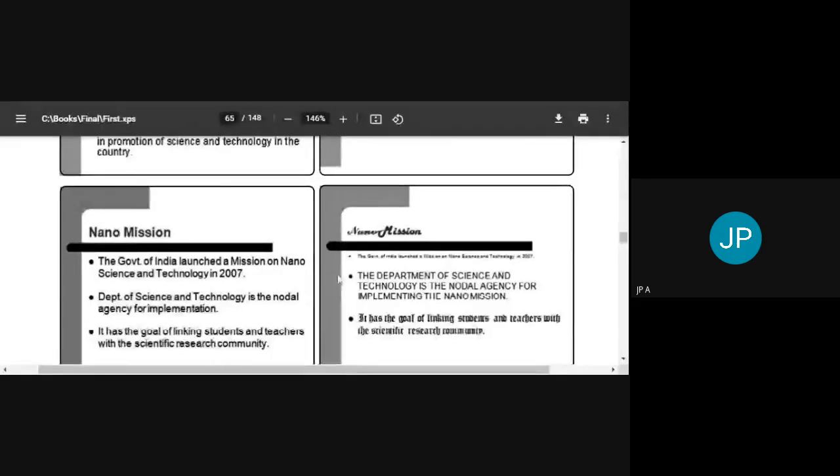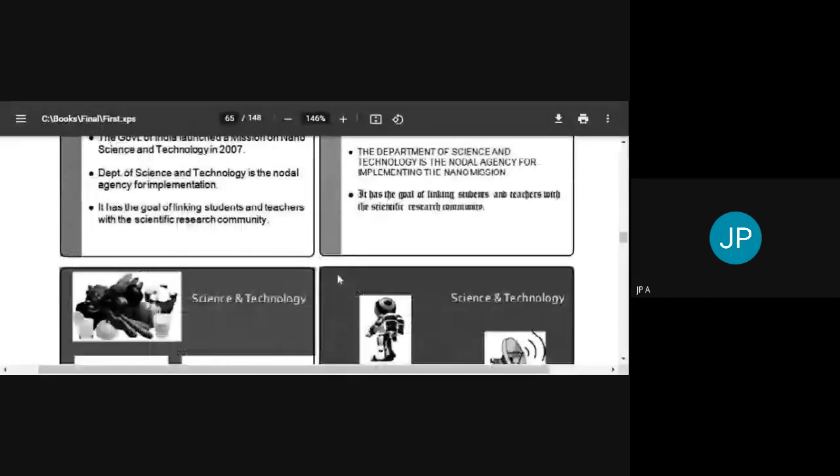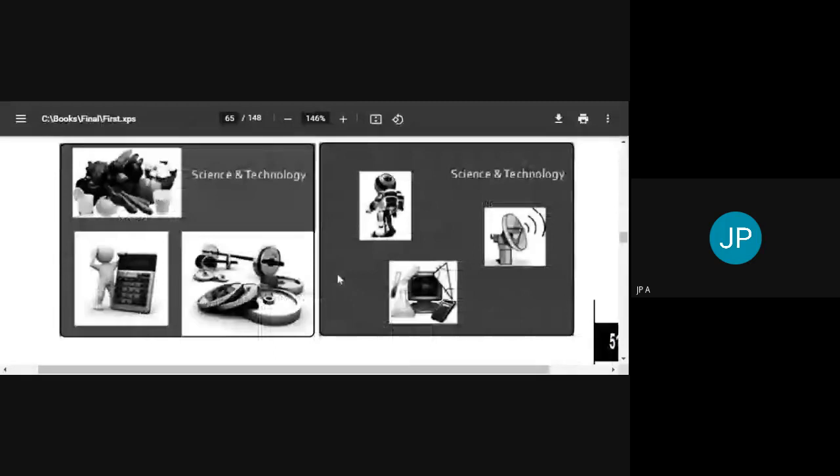There is another set of slides below. This is about pictures. Look at the title of the slide. The title of the slide is Science and Technology. So which slide is better for pictures? You look at the pictures. Which slide is better?